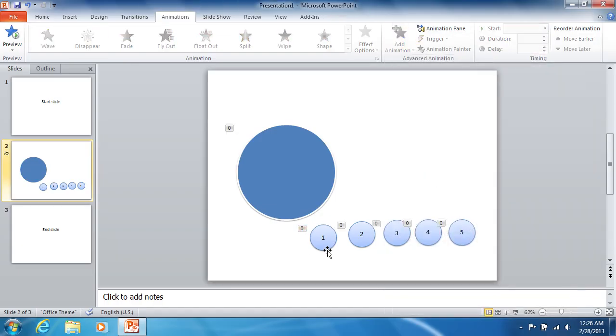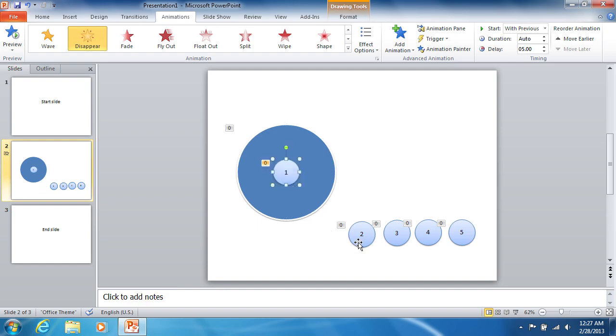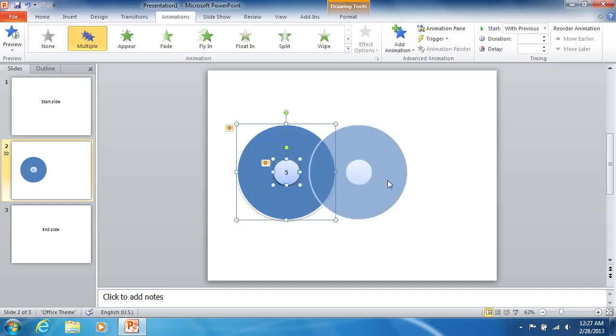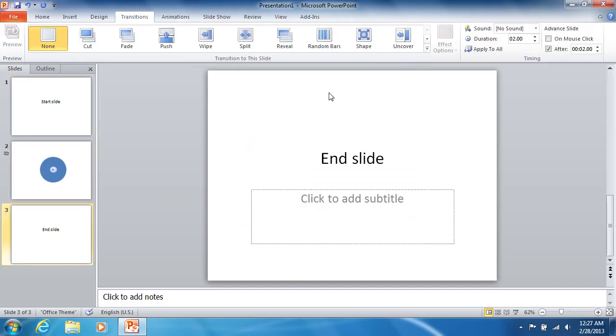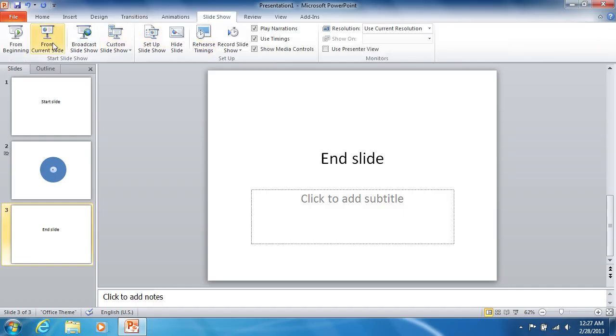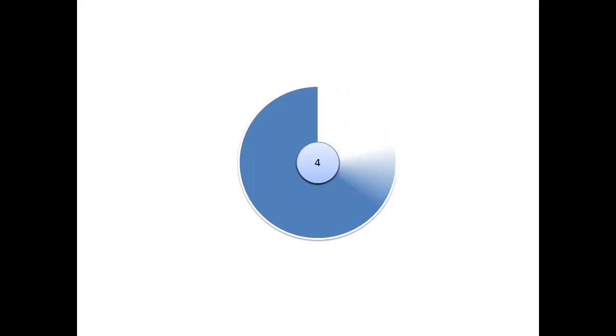When you are done, move all small circles to the center of the big one. Then, align the resulting timer on the slide. Select the Slideshow tab and click on From the Beginning button to check the final result.